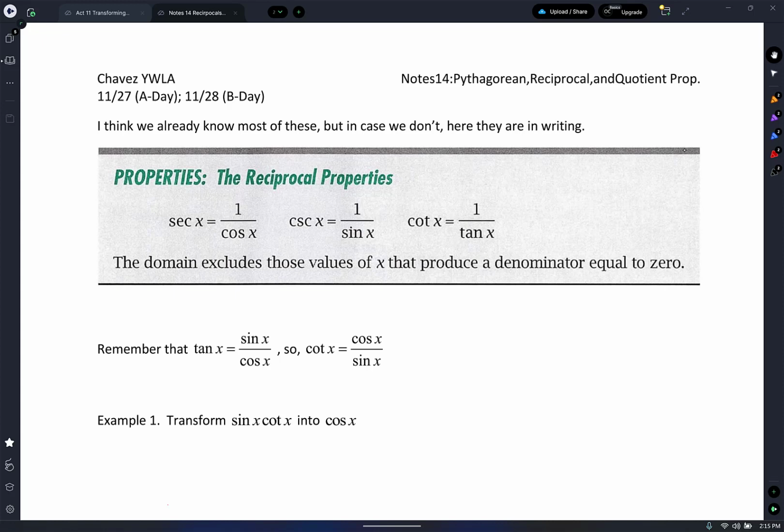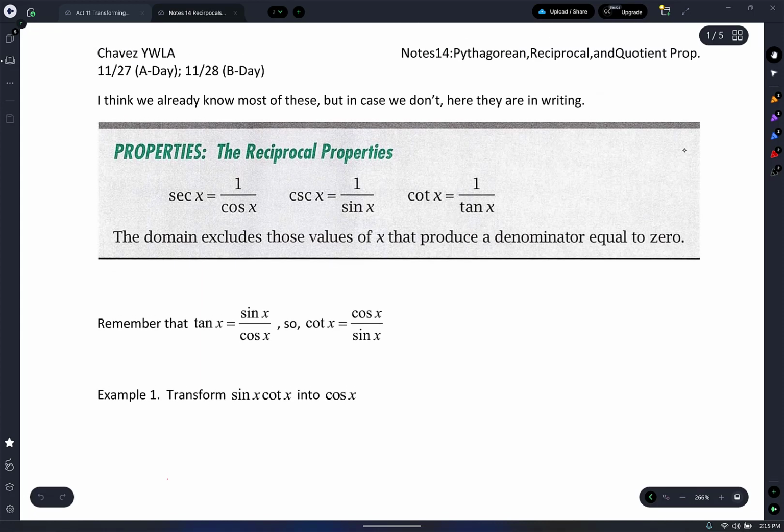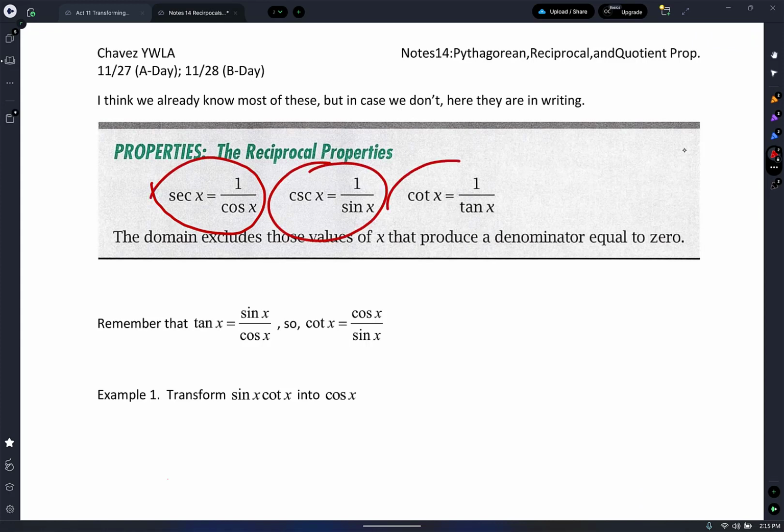All right, notes 14, Pythagorean reciprocal and quotient properties. So I think most of you guys already know these three. So I think we're cool with those. Those are reciprocal properties, right?